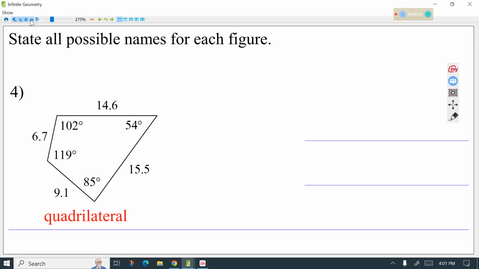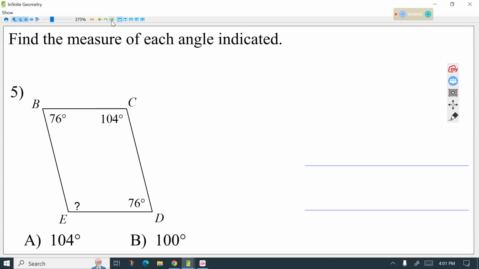And that's the answer in this case, okay? This shape is just a quadrilateral. There's nothing more specific that we could call it. And that's the best name that we could do. All we know is that it has 4 sides.